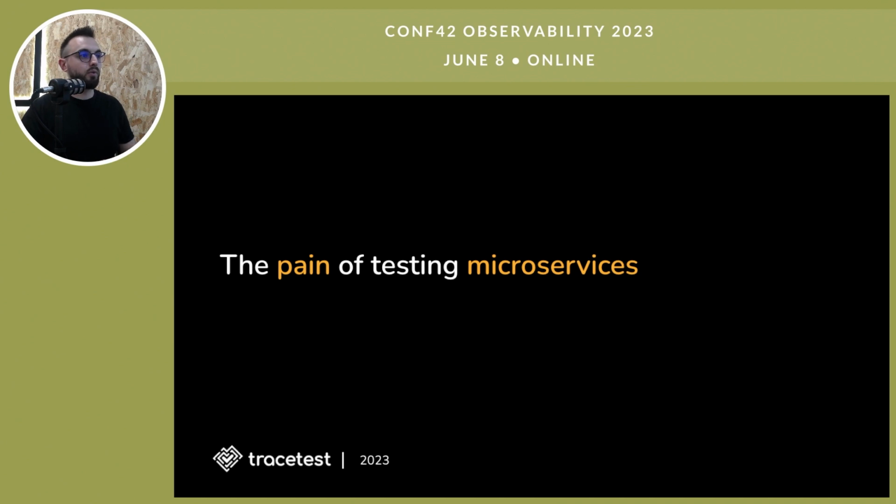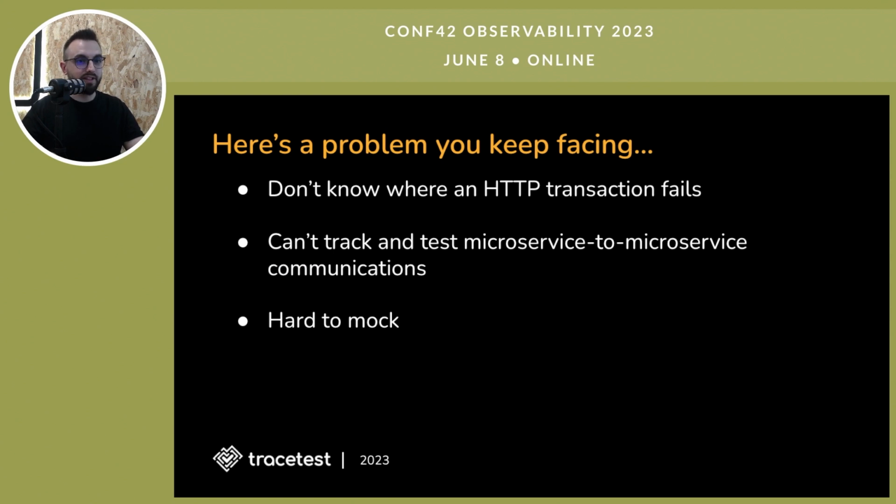Now let's jump right into the pain of testing microservices. Here's a problem that you keep facing, at least for me, it's a big problem: I don't have a way of knowing precisely at which point of my complex network of microservice-to-microservice connections, communications and transactions, an HTTP transaction goes wrong. So I don't know where a transaction fails. I can't track these communications between the microservices. And one more horrible thing is that it's really, really hard to mock different microservices when they're communicating.